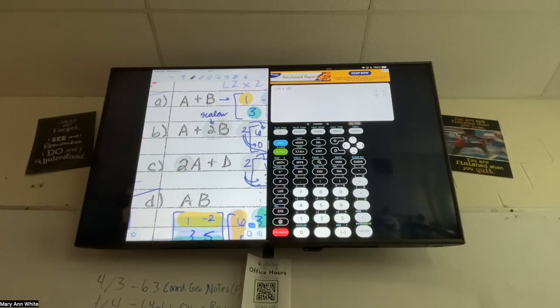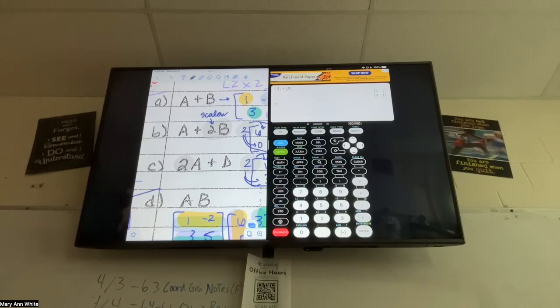Let's do letter C, 2A plus D. Do you remember what answer we got when we did that by hand the other day? We got what? You can't do it, right? You can't do it. What I want to do is show you what the error screen looks like, because you will get an error screen in this unit. But if you come to me on a test or quiz and you're like, oh my God, Miss White, I'm freaking out. What does this mean? I can't tell you. So I want us to see all the error screens today.